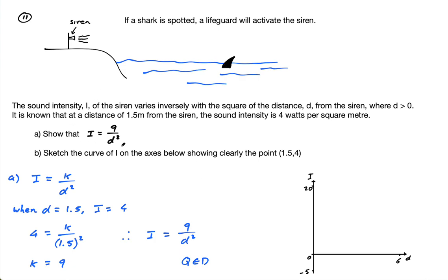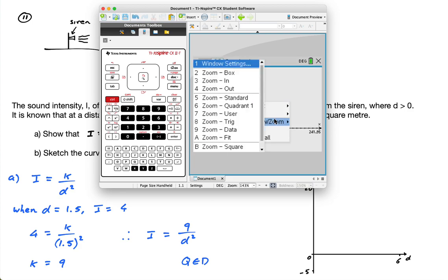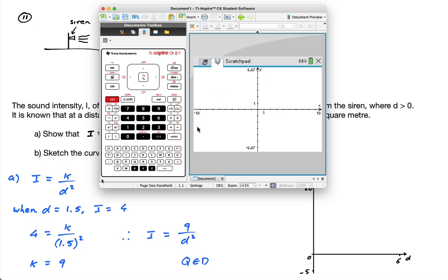Okay, sketch the curve of I on the axis below, showing clearly the point 1.5, 4, right? So let's just sketch it with the calculator. Okay, let's delete this. Let's change the zoom back to normal, guys. And let's sketch this. So we're going to do d is the X axis, and I is the Y axis. So I'm going to do 9 over X squared. Remember, when you're graphing, you have to use X. And we get this.